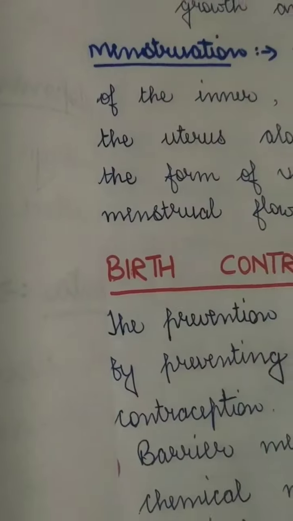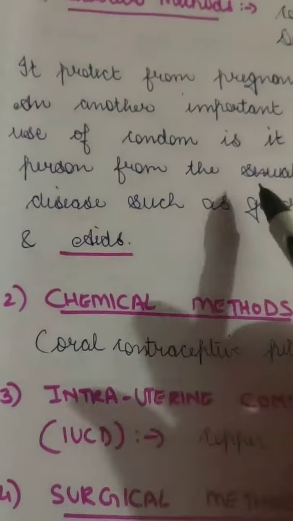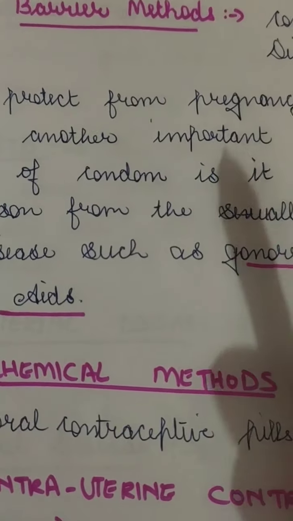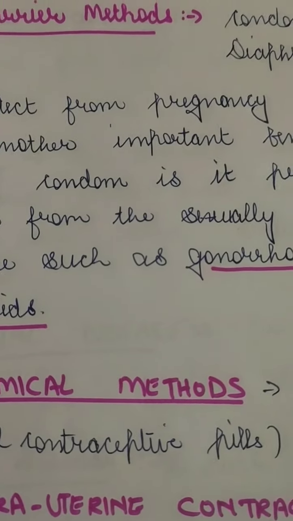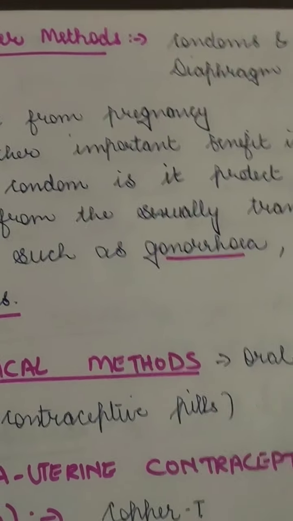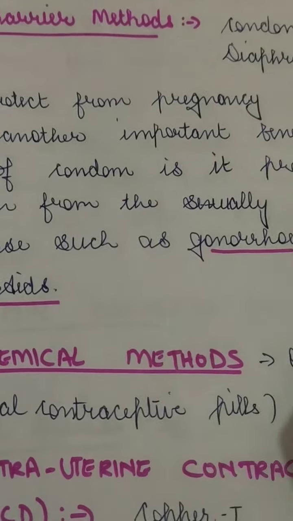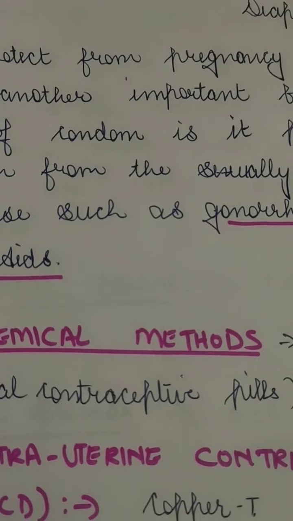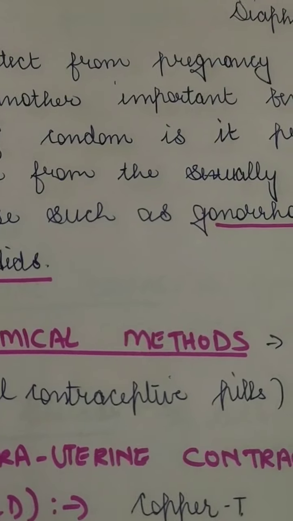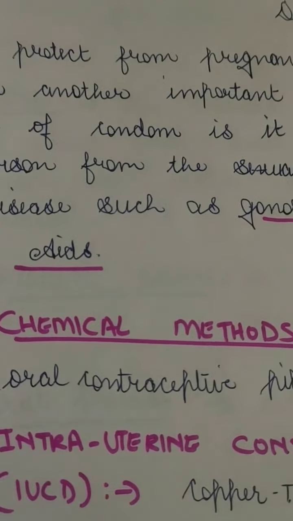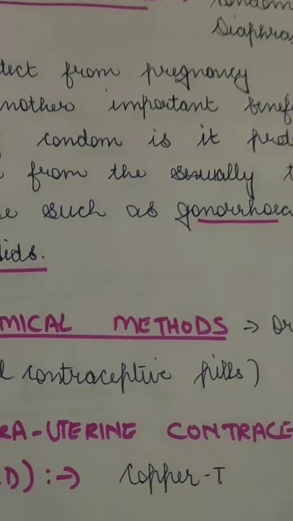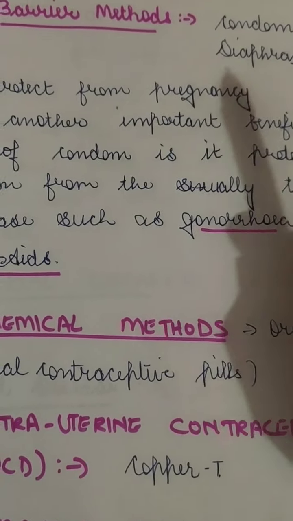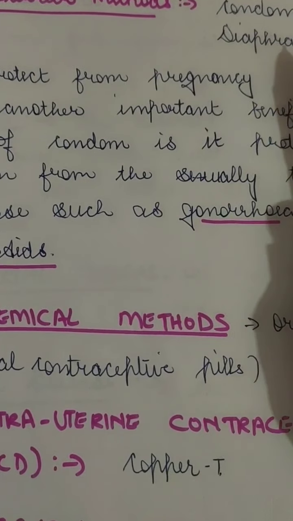So first is the barrier method. Barrier means having a protection, a barrier. The main thing is that a device called a condom is used on the penis, so that the sperms do not enter the female body and do not get fused with the egg. When there is no fusion, no fertilization occurs, and when there is no fertilization, there is no pregnancy. So it helps to avoid pregnancy and to control the birth.